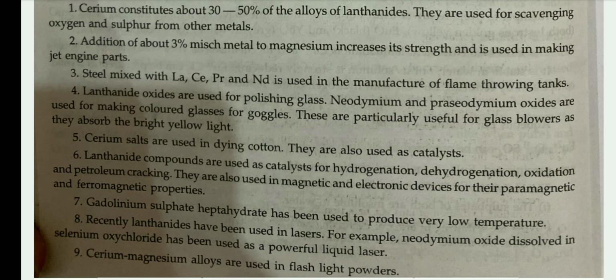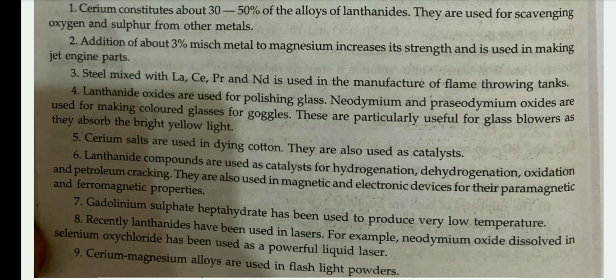Steel mixed with La, Ce, Pr and Nd is used in the manufacture of flame throwing tanks. Lanthanoid oxides are used for polishing glass. Neodymium and praseodymium oxides are used for making colored glasses for goggles. These are particularly useful for glass blowers as they absorb the bright yellow light.